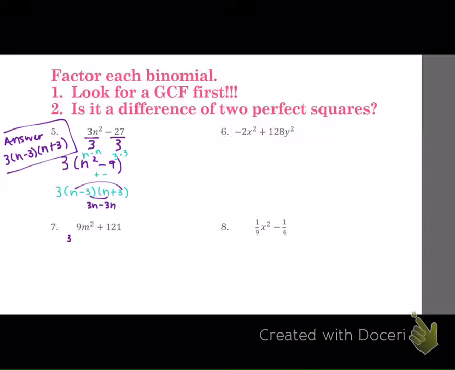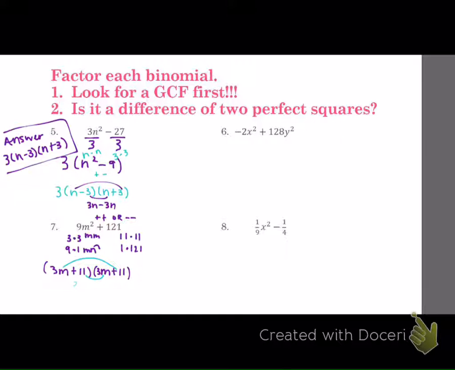So, is there a GCF in 9m squared plus 121? No, but 9 is a perfect square, right? Yeah. And m squared is a perfect square. Is 121 a perfect square? Yeah. Okay, a positive means we're going to use what sign? Okay, so we also have other options here, right? If I do 3m plus 11 and 3m plus 11. First of all, does it make sense to do 1 and 121? No, why doesn't it make sense to do 1 and 121? Are those really going to cancel out in the middle probably? No, so let's try this.